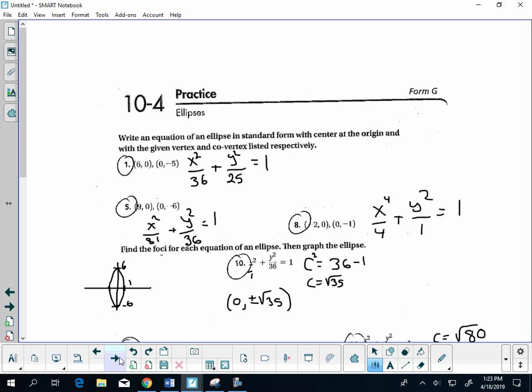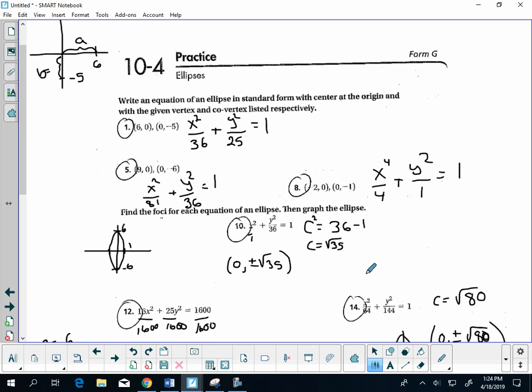1 and 5 here, and 8. You needed to write the equation. Well, if you were to sketch this, 6, 0 is right here, and that's your vertex. So that is telling us a is 6. And here, -5, that is telling me b equals 5. And the 6 has to go underneath the x because that's your right and left. The 25 goes underneath the y because that's your up and down. Same process for all of them.